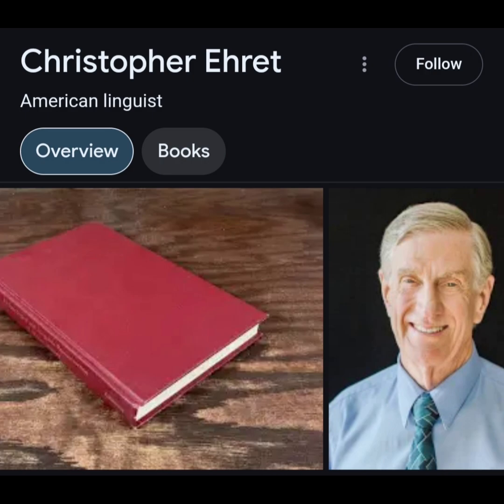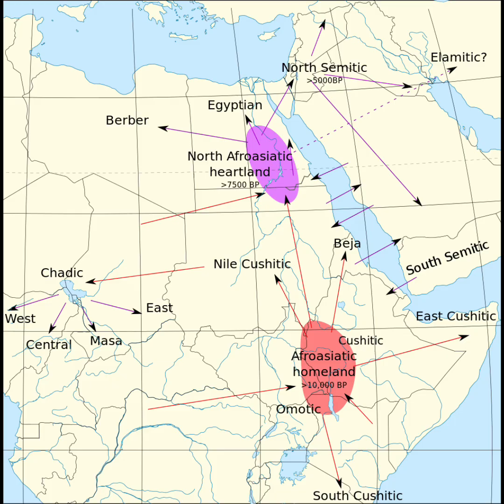Christopher Ehret's research suggests that the Afro-Asiatic language family originated in the Horn of Africa, specifically in Ethiopia, around 15,000 to 20,000 years ago. He proposes that the Proto-Afro-Asiatic language spread from the Horn of Africa to the Nile Valley, where it diversified into various branches, including Egyptian, Berber, Chadic, Cushitic, Omotic, and Semitic.